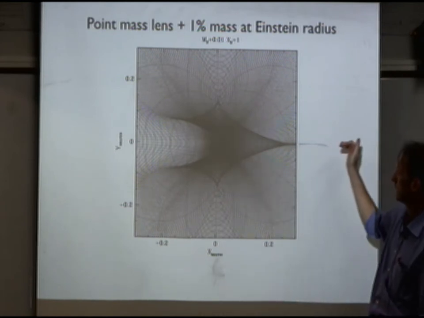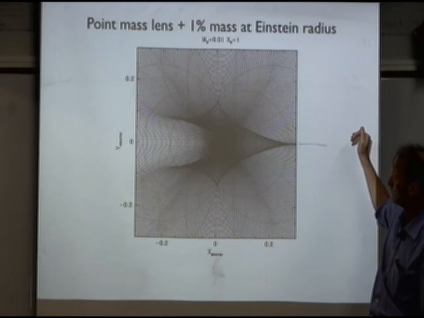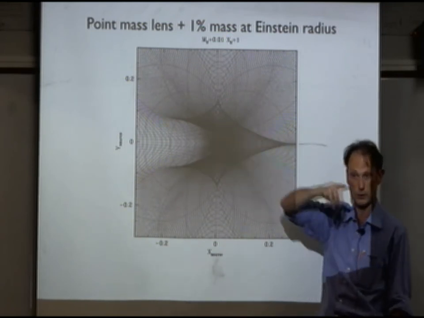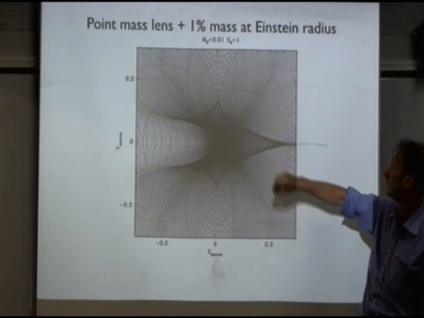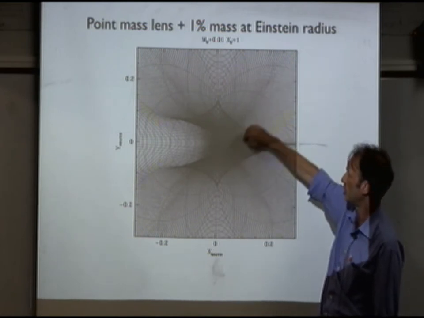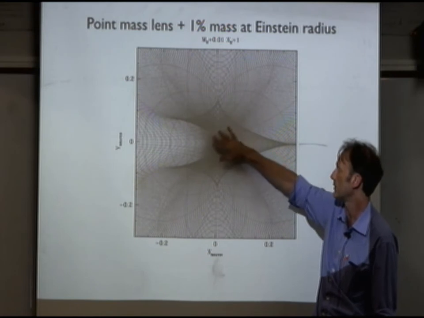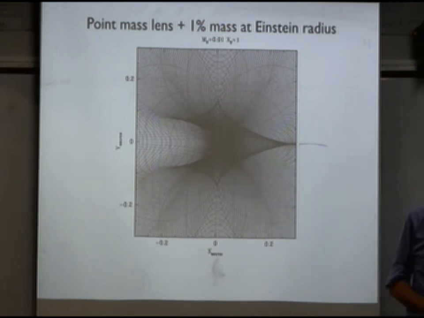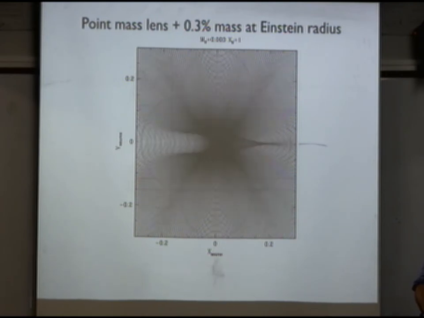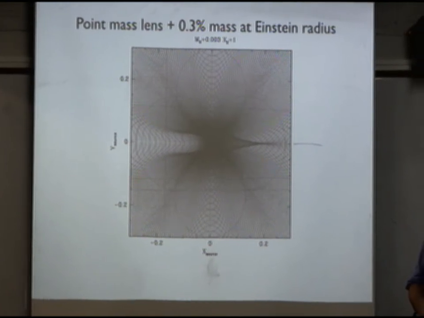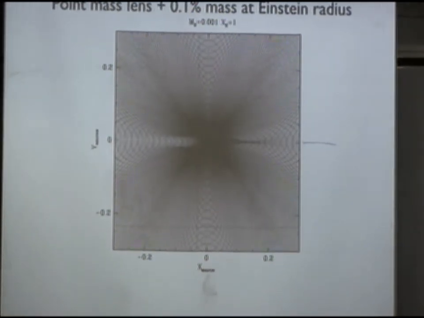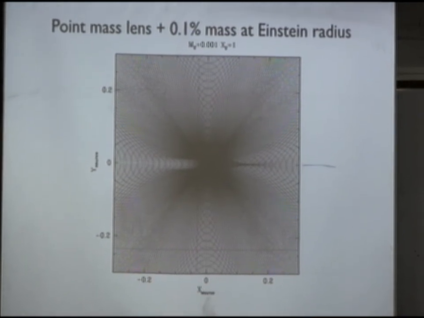So any microlensing event which comes very close to the center, which will have a very high amplification, if it happens to come near this point mass, will also give you very strong extra features because of this caustic. And here again, I've made the mass even smaller. It's now 0.3%, and still you see that there's a strong effect. Even 0.1%, and it becomes a bit hard to see.